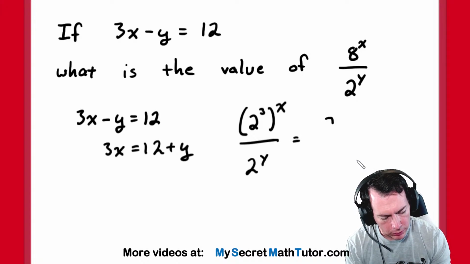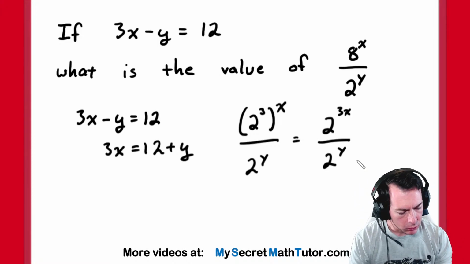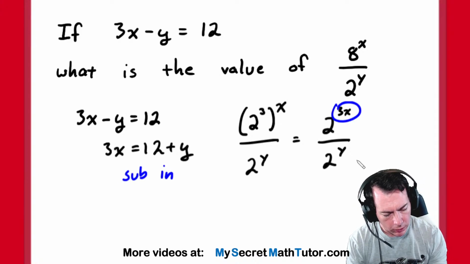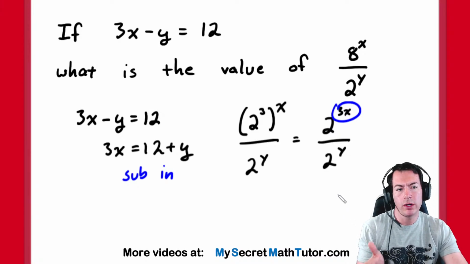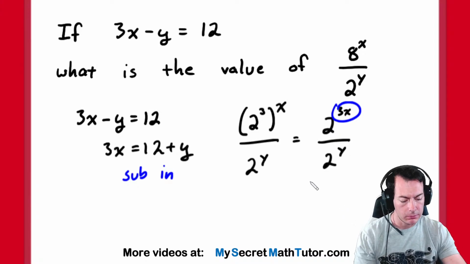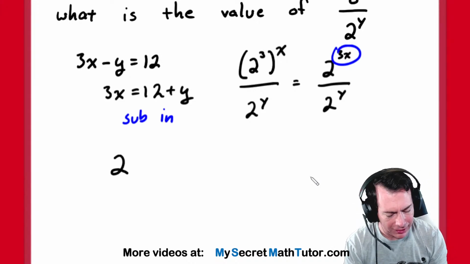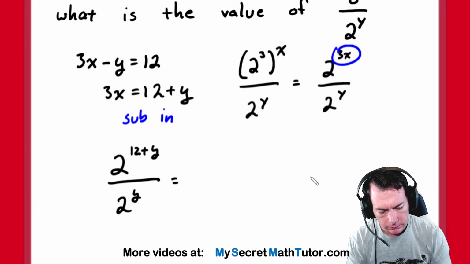And then from your rules of exponents, the 3 and the x get multiplied together. So where we're going to sub this in is right there at the top, because I see that it has a 3x, and in working our equation, we also have 3x. All right, so let's replace that. So I have 2 raised to the power of 12 plus y, and in the bottom we have 2 to the y.